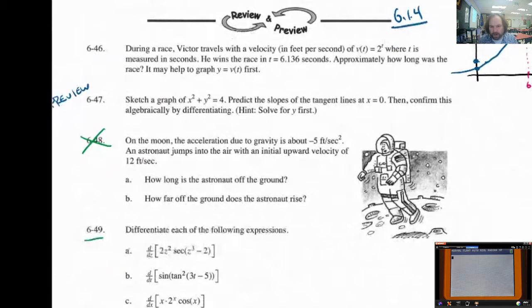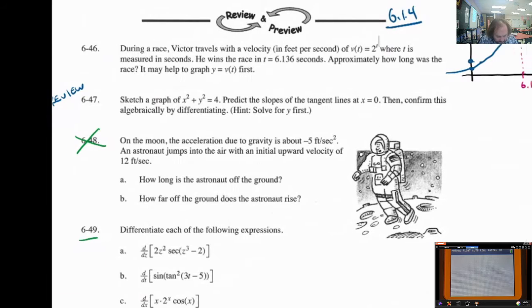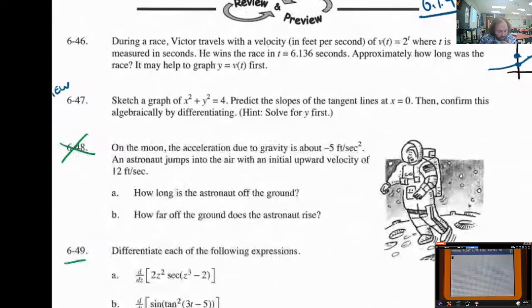So away we go. 646: during a race, Victor travels with a velocity of v(t) = 2^t, where t is measured in seconds. He wins the race in 6.136 seconds. Approximately how long was the race? Key question, how long? Distance. We're looking for a distance function here.